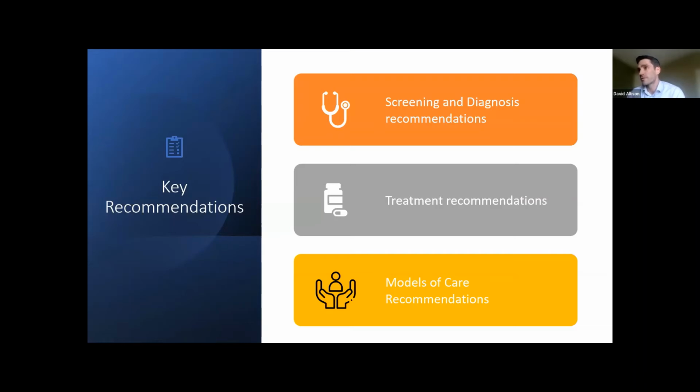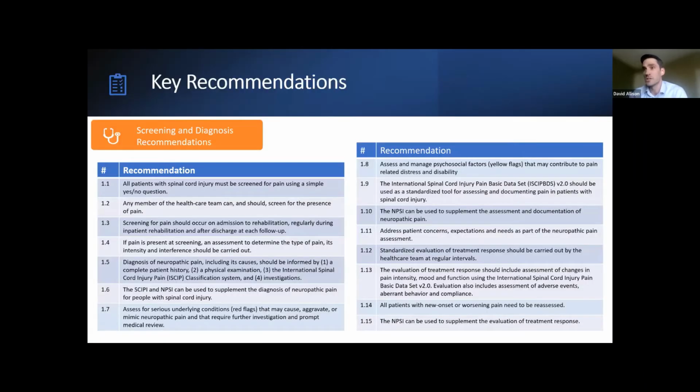Okay, so we'll start off by talking about some of the key recommendations for the screening and diagnosis of neuropathic pain after spinal cord injury. What came out of these guidelines is 15 recommendations on how to screen and diagnose neuropathic pain after spinal cord injury. I'm not going to go through all of these in any detail. If you're interested in the guidelines themselves, these are explained in much more detail.